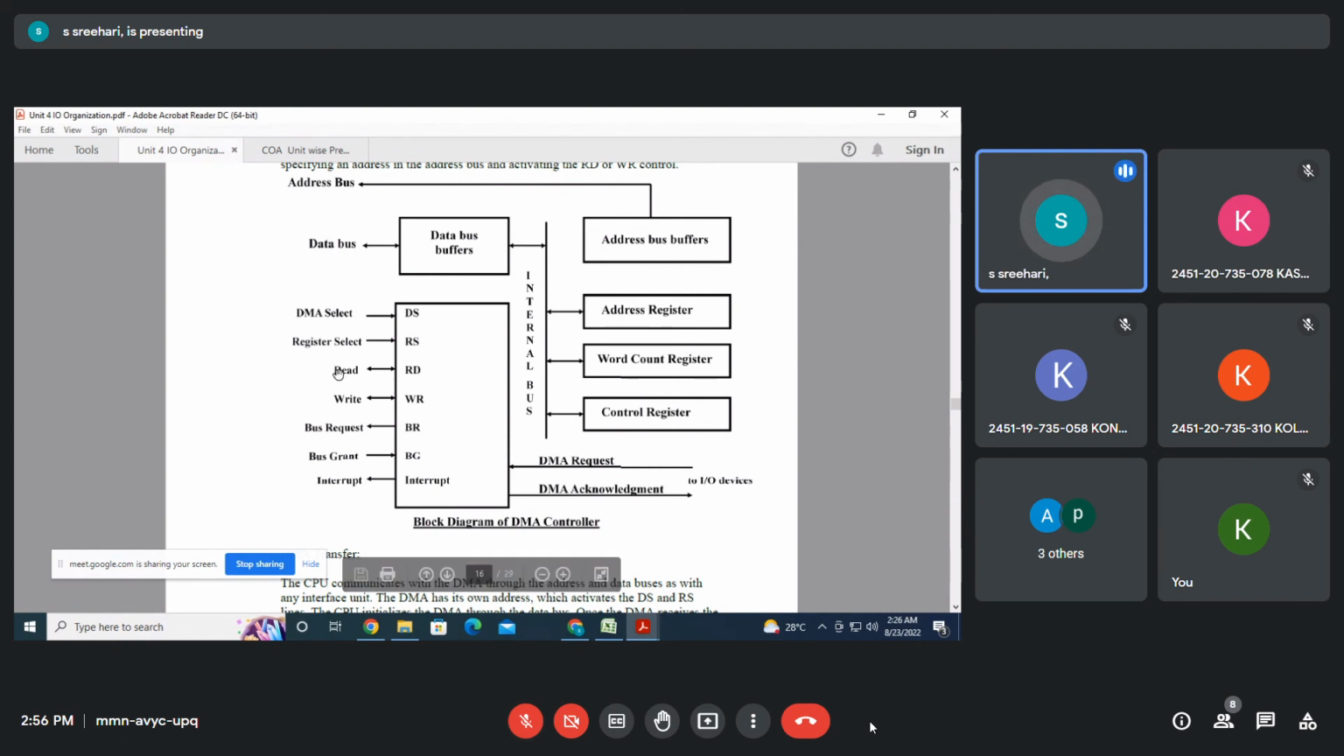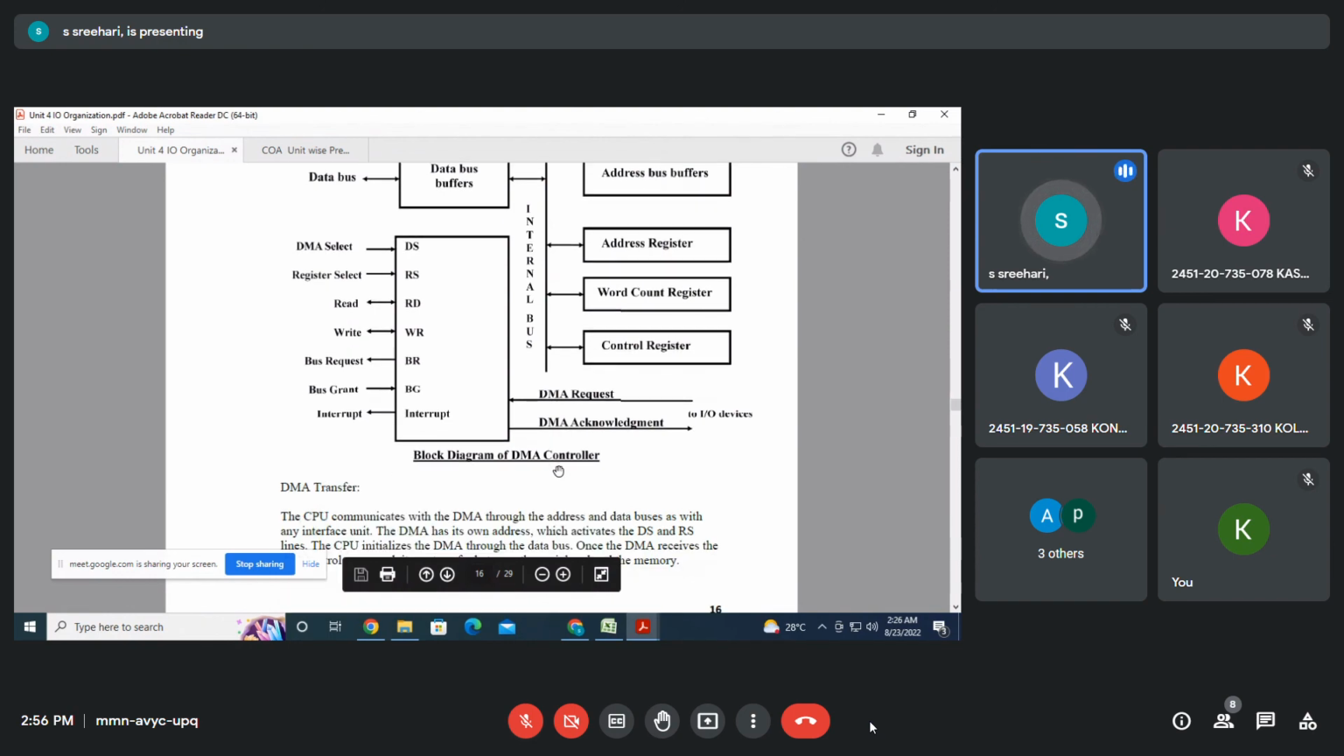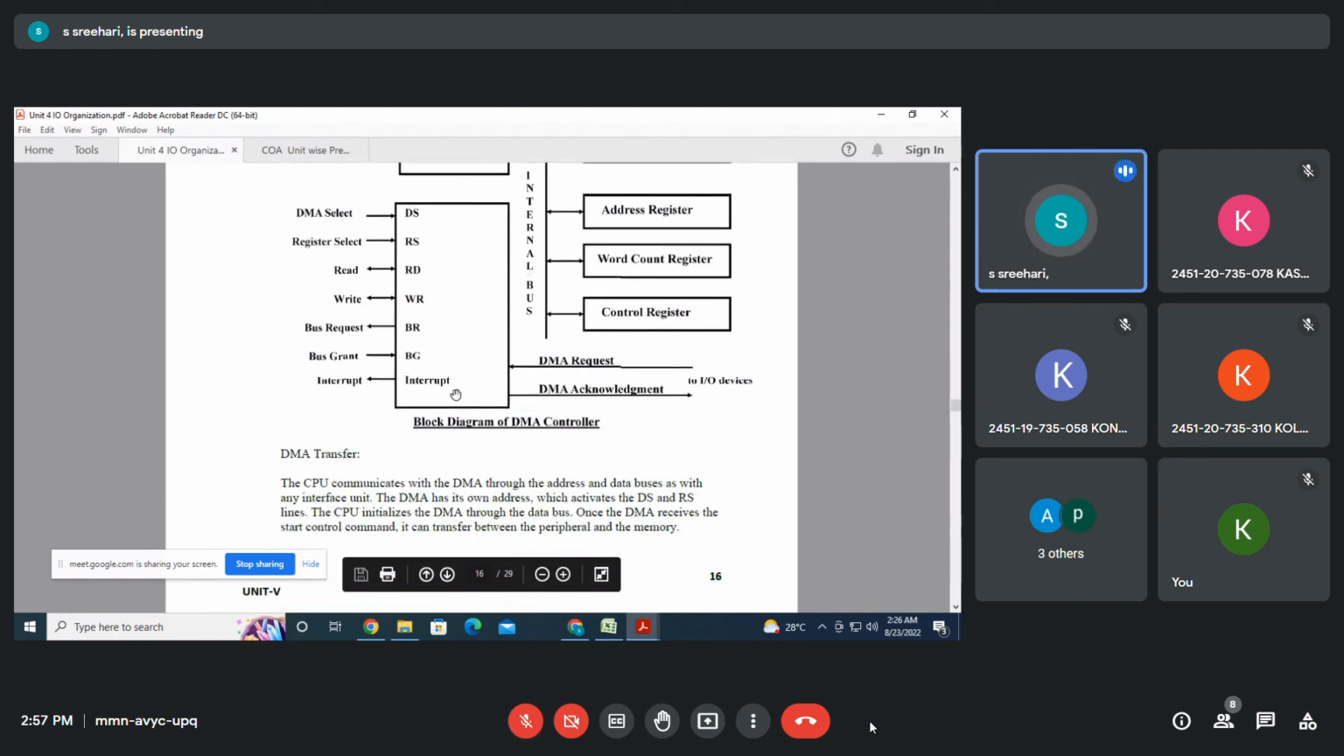So these are the read write control signals, register select, DMA select, and the data bus buffer and address bus buffer, where we need to take the data. That is held in the data address register. How many memory locations, that is held in the word count register, and the control register holds the read write control, like that. This is the block diagram of DMA.